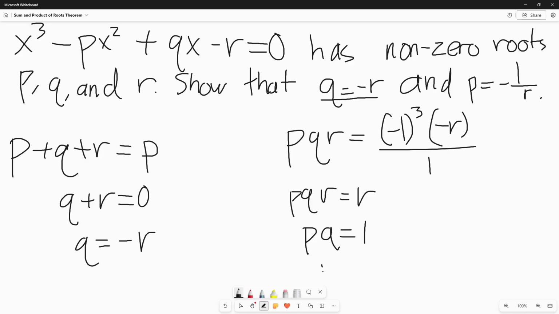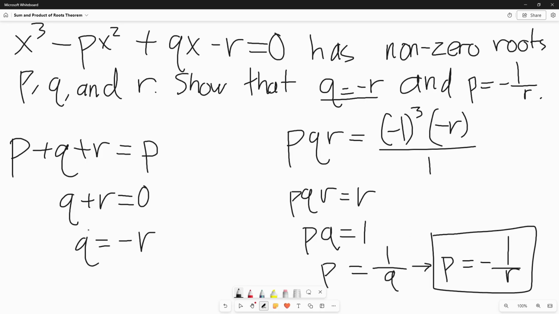And now this turns into p equals 1 over q. And to get p equals negative 1 over r, I can just replace this q with negative r. And we get p equals negative 1 over r. And now we're done. We've shown both of these pretty easily just using the sum and product of roots theorem. Everything that I explained in this video and all the problems that I went through should teach you everything you need to know about the sum and product of roots theorem.